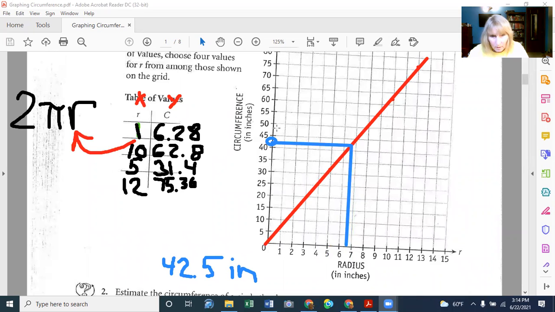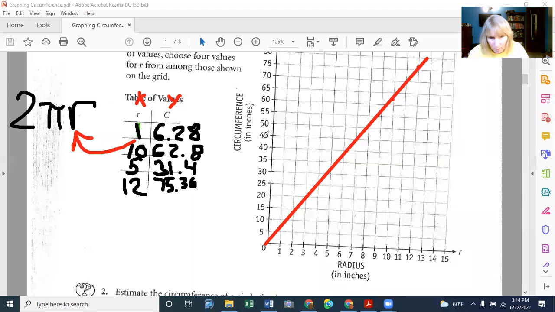There we are. And let me just erase this now, and this, and this. So on number 3, where it says estimate the radius with the 48 inches circumference, you're going to go up to 48, and then go across to where it hits the red line and come down and see what number that radius falls on. So that's what you're doing with that.